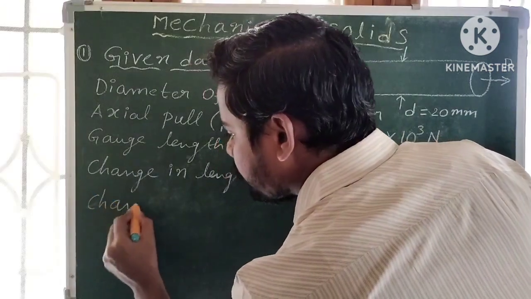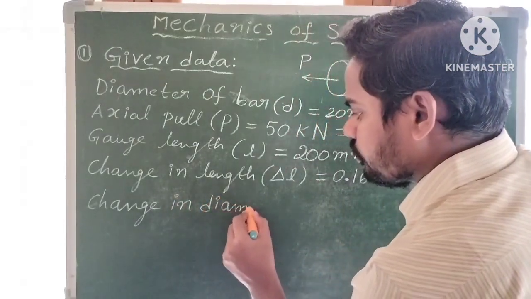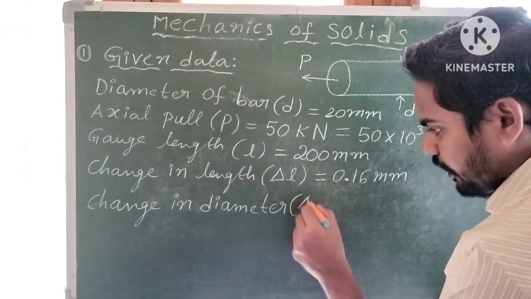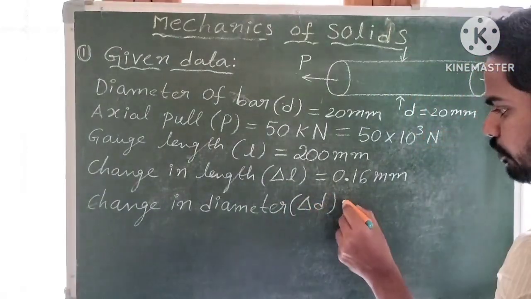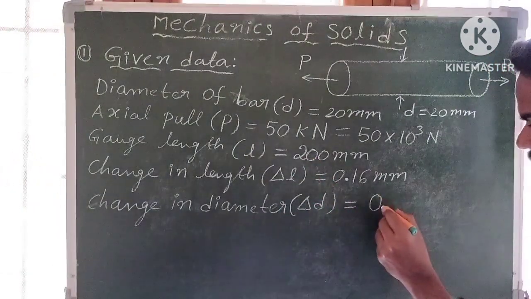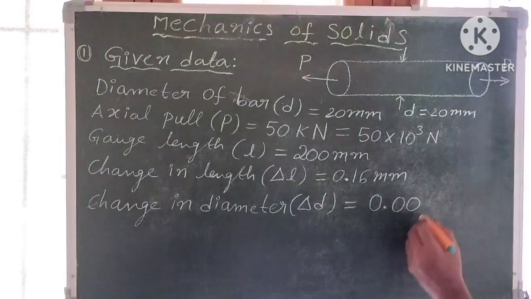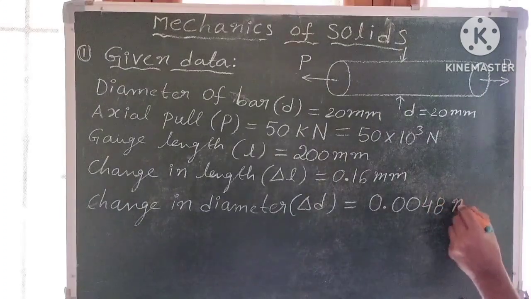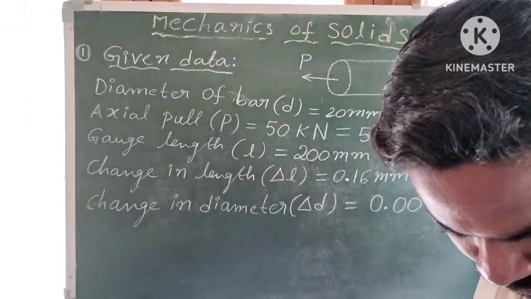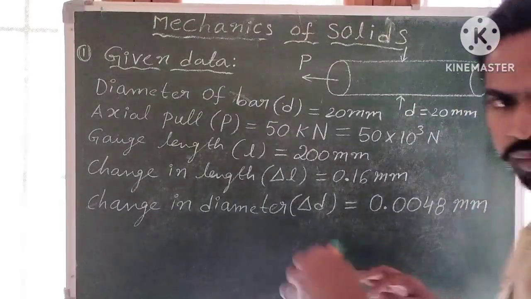And change in diameter, generally denoted by delta D. Delta D means change in diameter. So change in diameter is 0.0048 mm. Is there any other information? No. So ultimately, what do we need to find?